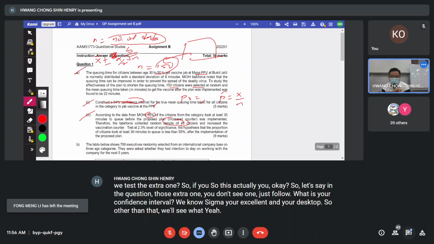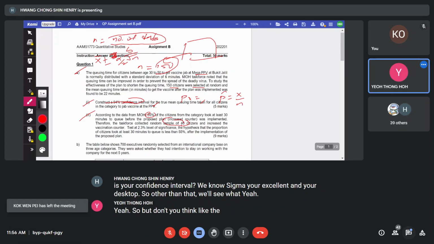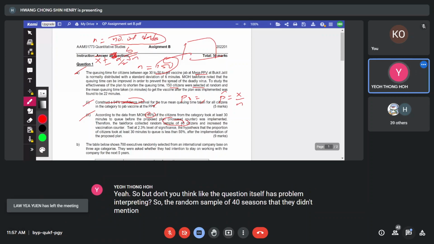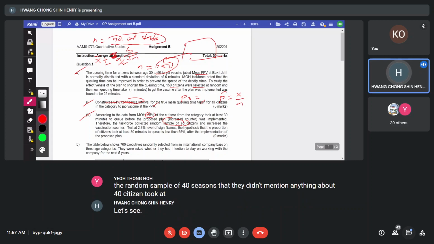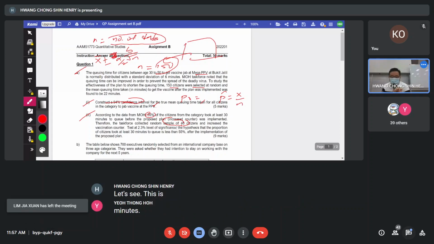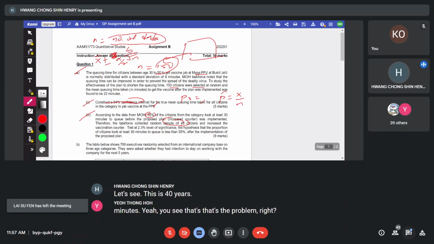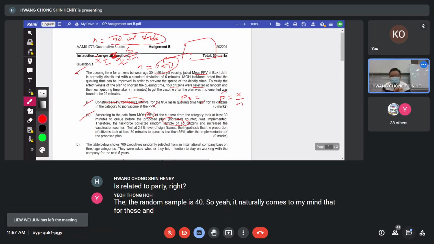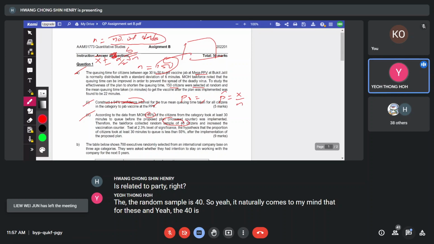Yeah, sir, but don't you think the question itself has a problem interpreting? The random sample of 40 citizens, they didn't mention anything about 40 citizens taking at least 30 minutes. This is a sample, right? What's your N? Yeah, you see, that's the problem, right? The random sample is 40, so it naturally comes to my mind that 40 is N. The 40 should be N, right? Then the X.